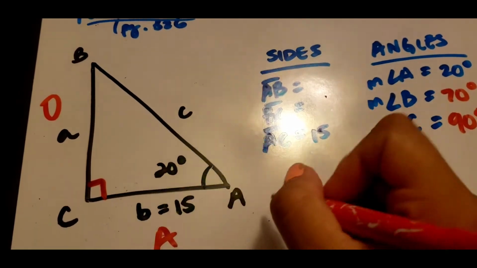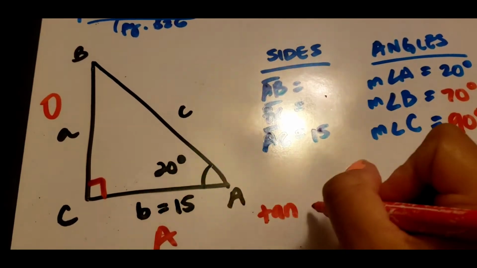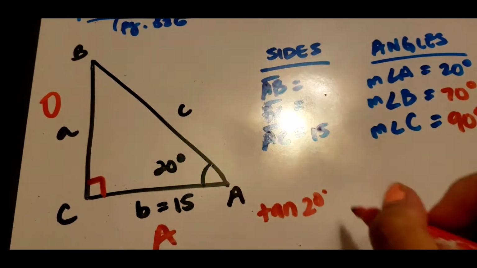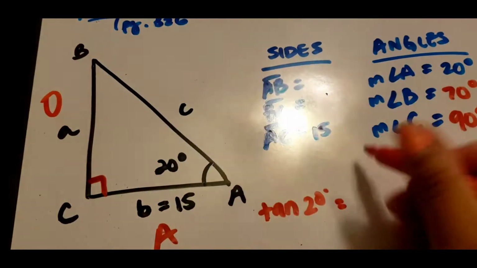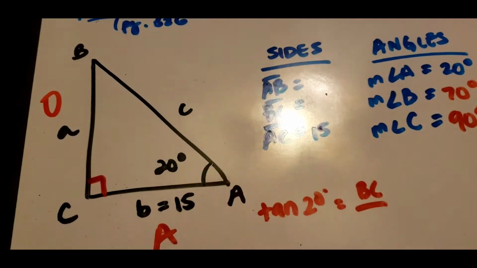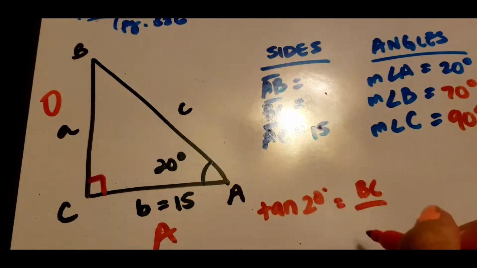So what I would set up here would be tangent of angle 20 equals opposite, which is BC, over adjacent, which is AC, and that's 15.